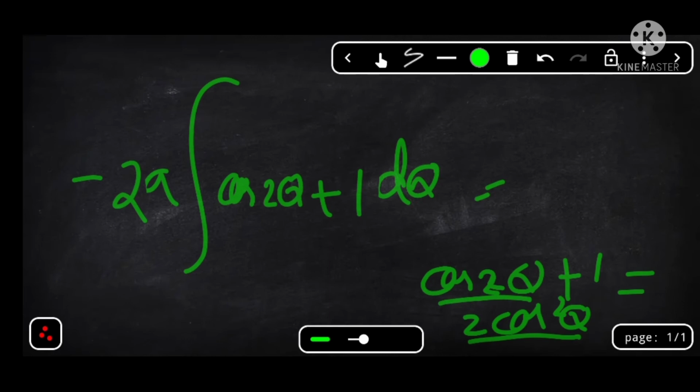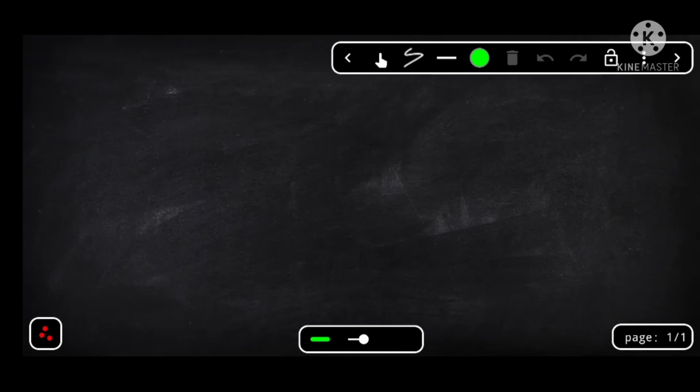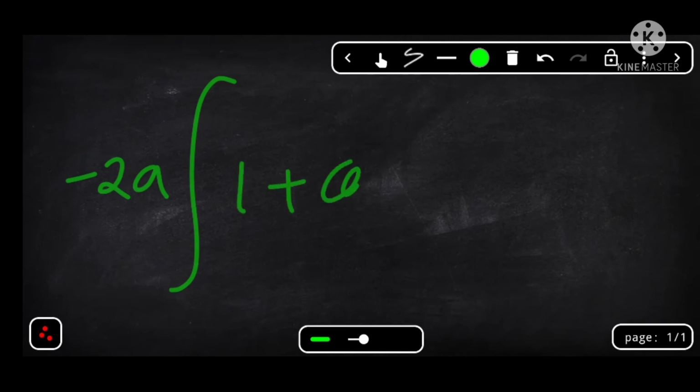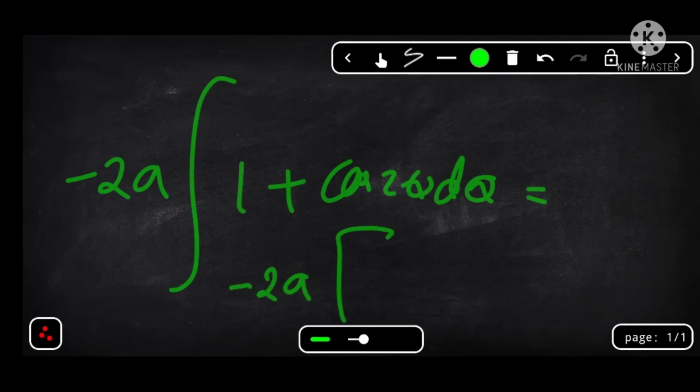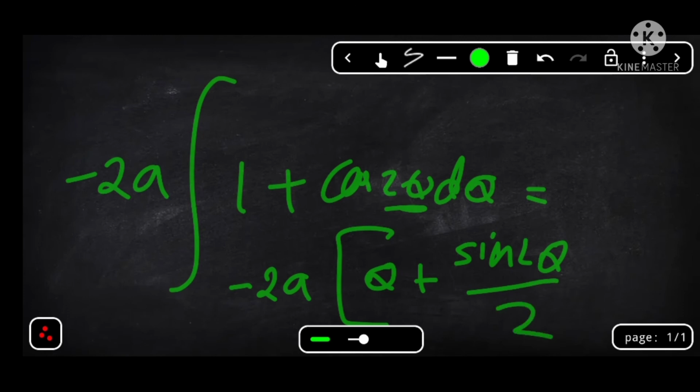Now integrate this one. So we'll get minus 2a integral 1 plus cos 2 theta d theta will be equal to minus 2a into integral 1 is theta plus integral cos 2 theta, that is sine 2 theta divided by 2, plus c. Okay, so this will be our final answer.